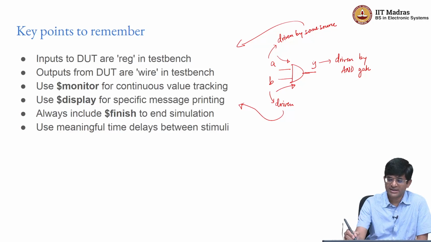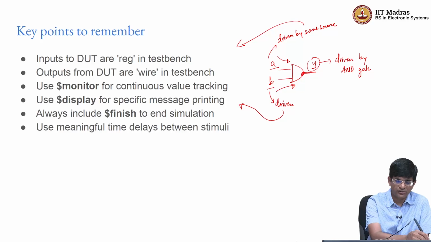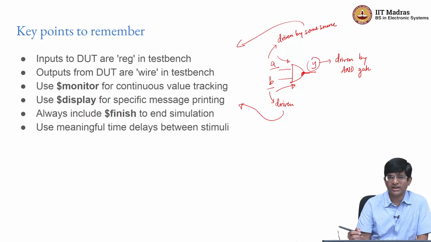In this case, what we can say is the value at Y is being driven by this AND gate. The values at A and B are not driven by the AND gate. The AND gate does not have any influence on what the values of A and B are. So this notion of drive is important to understand a lot of why you need registers and wires and so on. What we are saying is the outputs from a DUT are driven by the DUT. That is the whole reason why we call them the outputs of the DUT. And as far as the test bench is concerned, it is not allowed to change their value, because the DUT is the one controlling that.